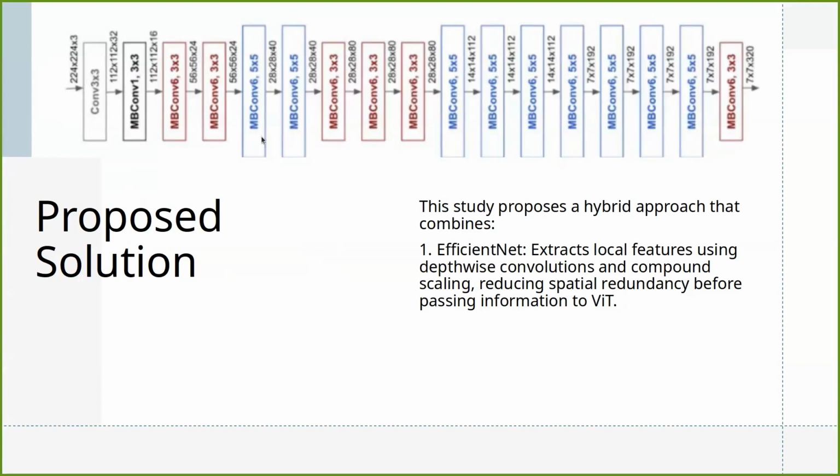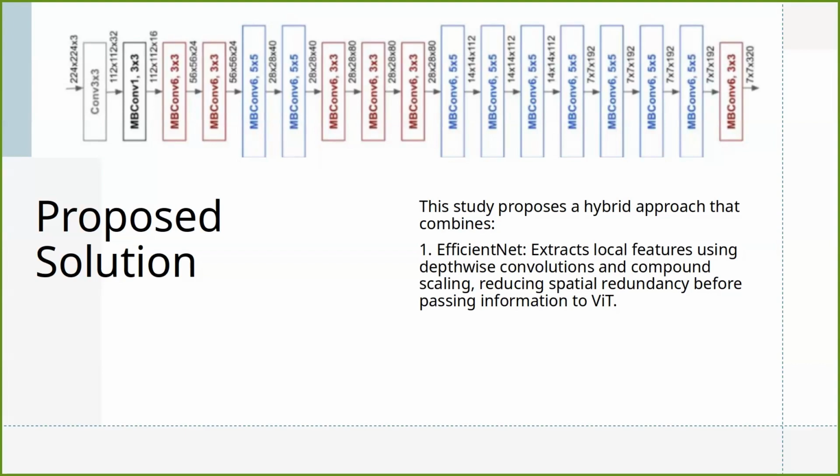EfficientNet is a family of convolutional neural networks designed for efficient scaling and improved accuracy. It follows a compound scaling approach, meaning it scales depth, width, and resolution systematically rather than arbitrarily increasing layers or parameters. It starts with conv 3x3 filters, which capture low-level features like edges and textures.